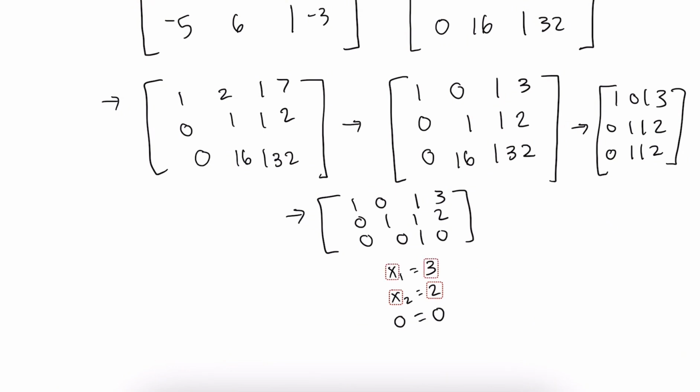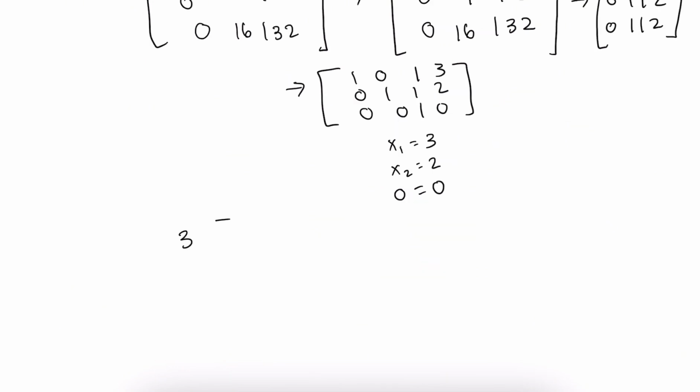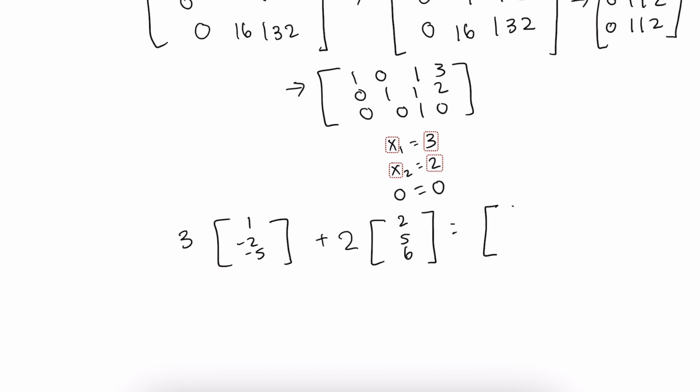So what we found is that if we have 3 times a1, which was 1, negative 2, negative 5, and then plus 2 times a2, which was 2, 5, 6, then we will get b, which was 7, 4, negative 3. And if we check, we do see that 3 plus 2 times 2, 4, gives you 7. 3 times negative 2, negative 6, plus 2 times 5, 10, gives you 4. 3 times negative 5, negative 15, plus 2 times 6, which is 12, does indeed give you negative 3.